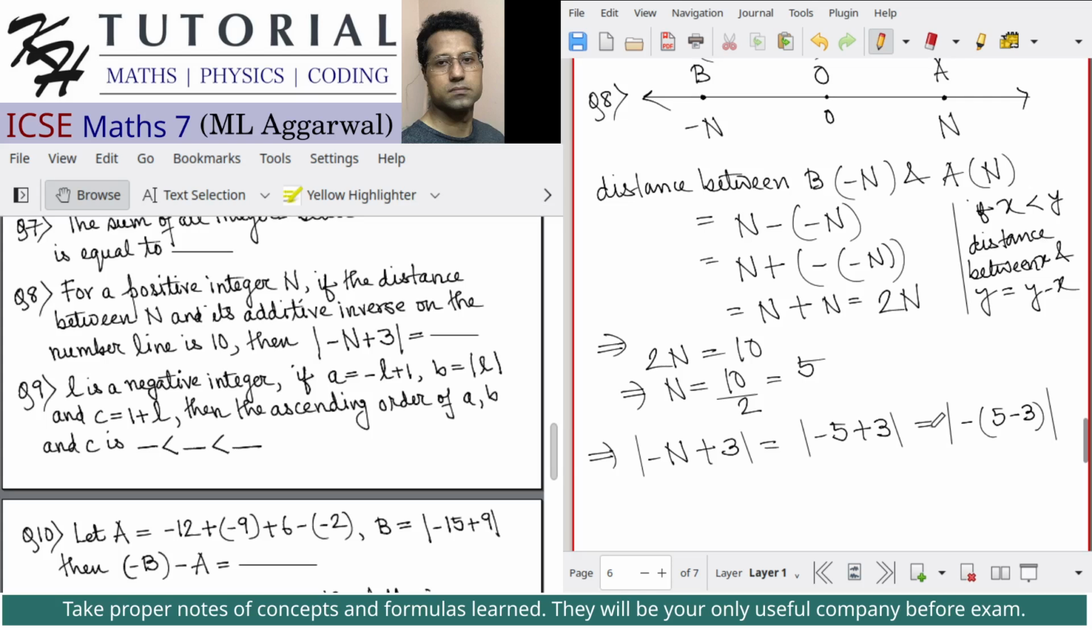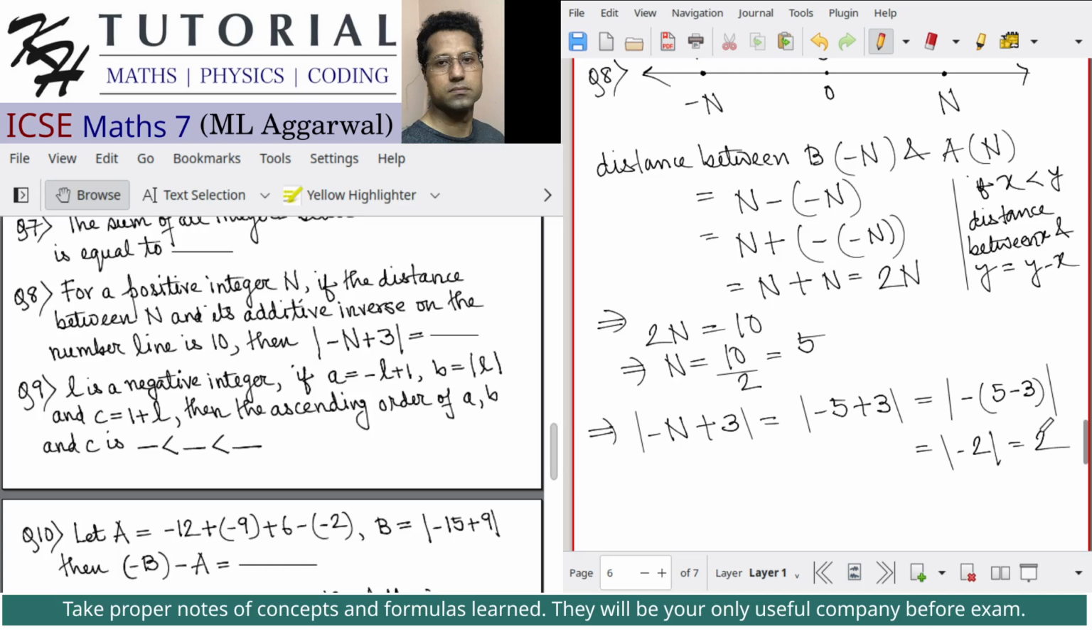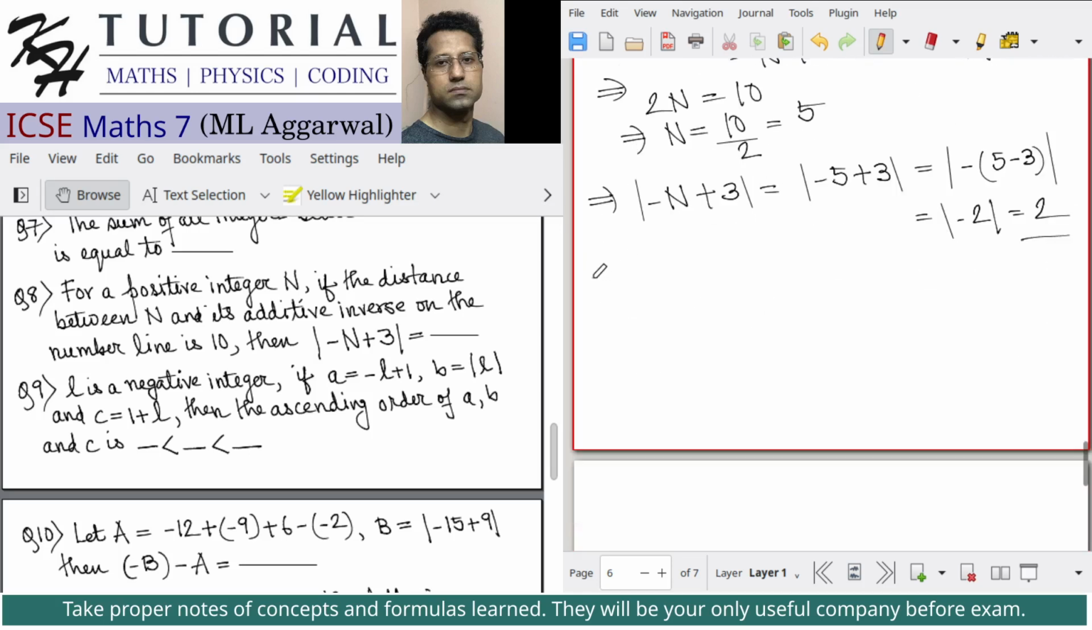Now we have to put the sign. The sign will be the sign of the numerically greater integer. Between minus 5 and 3, the numerically greater integer is minus 5, so we put a negative sign. So this is the absolute value of minus 2, which is 2. So the value of the given expression, the absolute value of minus n plus 3, will be 2, as we have found the value of n to be 5. Okay, let's do question number 9.